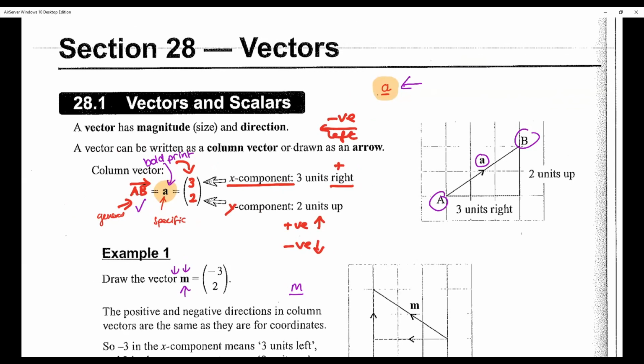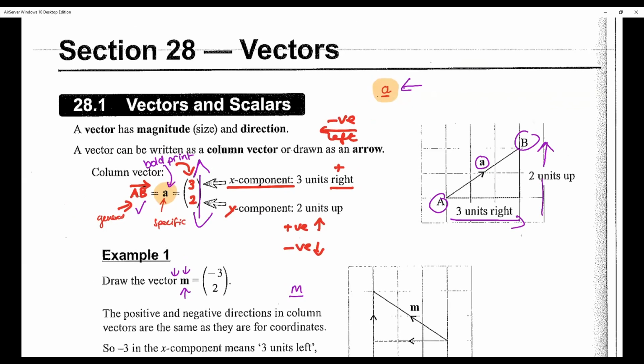So (3, 2) means we're going 3 to the right and 2 up. So that's a very basic way of representing a column vector. And the column vector meaning is in a column format. Like you have Nelson's column, which is Nelson standing on top of a long column. That's what it means, something that's vertical.